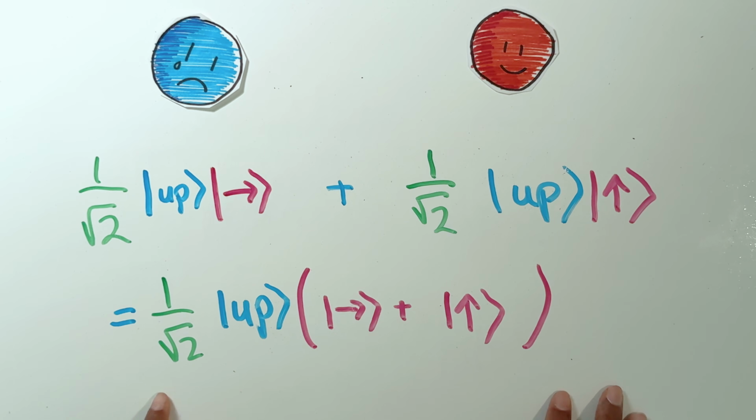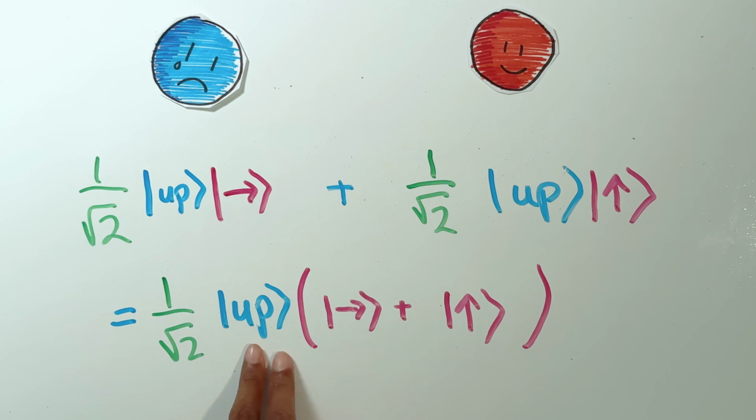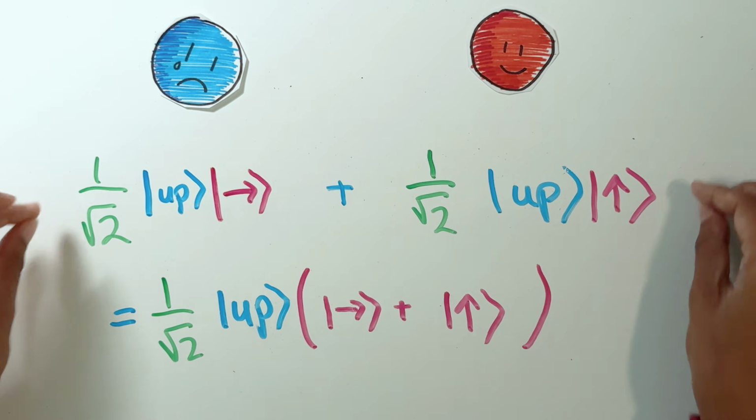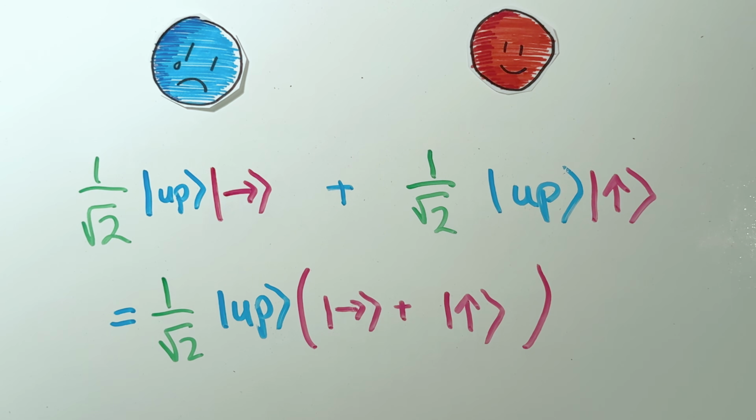To make sure that this is truly the same state as that, we can practice multiplying everything out again. So if we take this first term, we multiply it by this, we'll get up horizontal, which is this term. And then if we go up vertical, that's this term. So this is the same state as that. And now I'm going to do one last thing to make it a little bit neater.